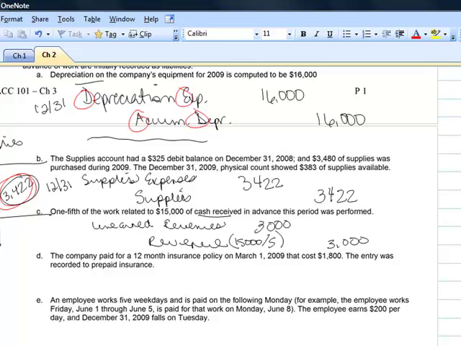All right, D, the company paid a 12-month insurance policy on March 1st that cost $1,800. The entry was recorded to prepaid insurance. Now that is not the entry. A lot of students want to jump to that: debit to prepaid insurance, $1,800, credit to cash, $1,800. That is not the adjusting entry. The adjusting entry is what's happening on December 31st.